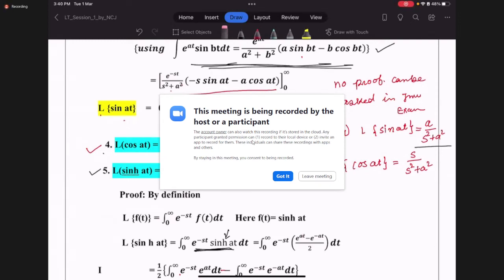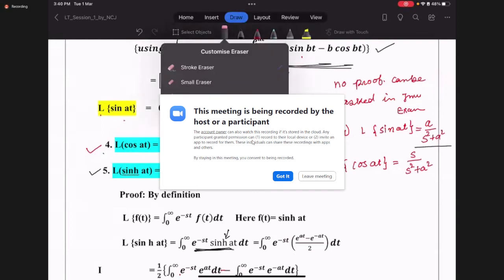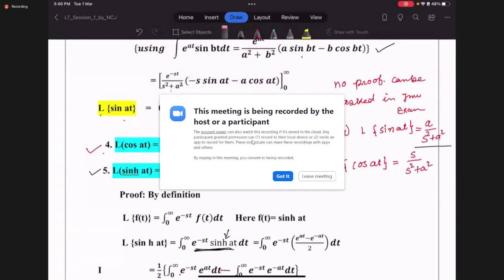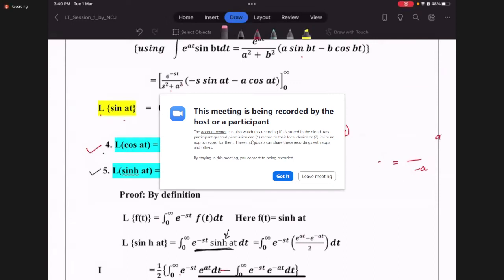We don't have that. Okay, but if we don't have that, we know the Euler's formula for sinh(at). Is it sine hyperbolic of at? I told you in the first semester.